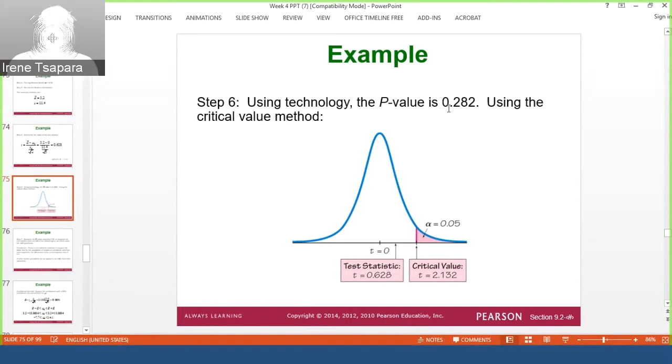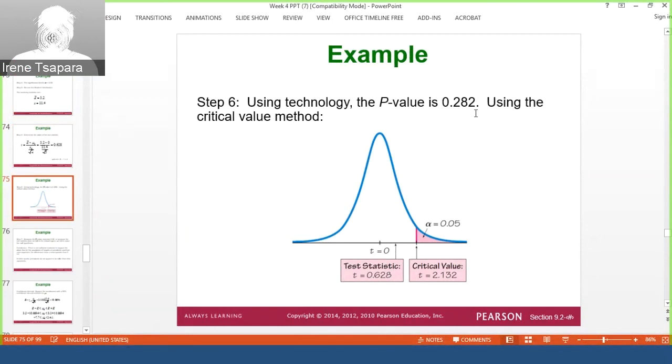0.628 is the test statistic, and you find the p-value. The corresponding p-value, 0.282, is going to be a number that is bigger than 0.05. But remember, when you have a right tail test, the p-value is the probability, 0.282.